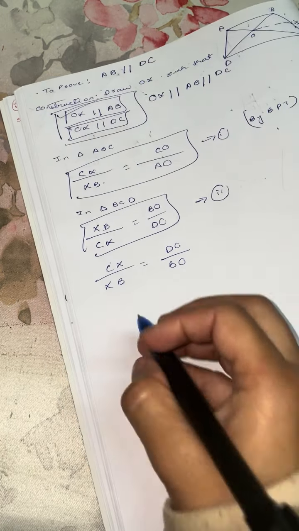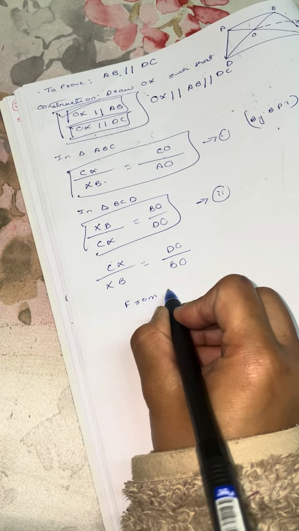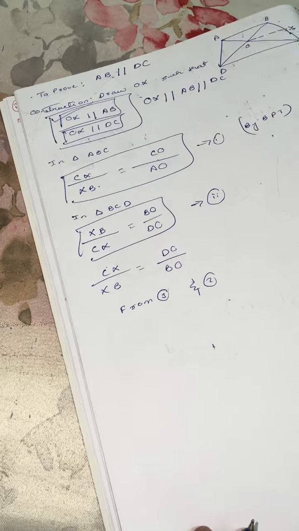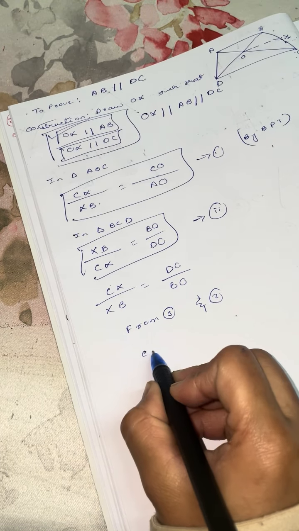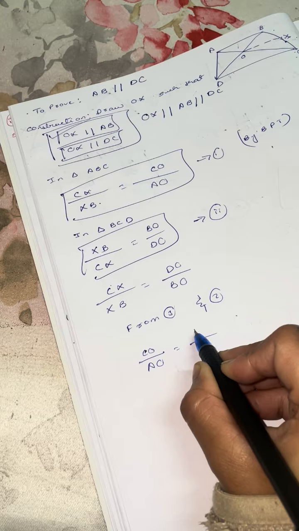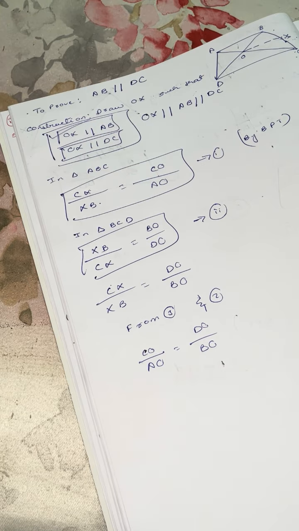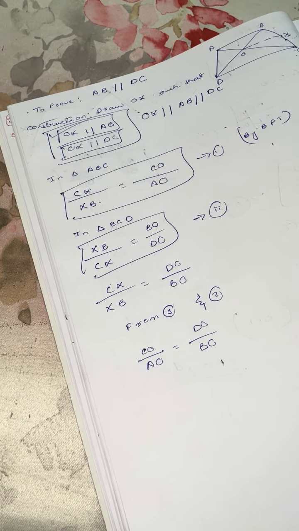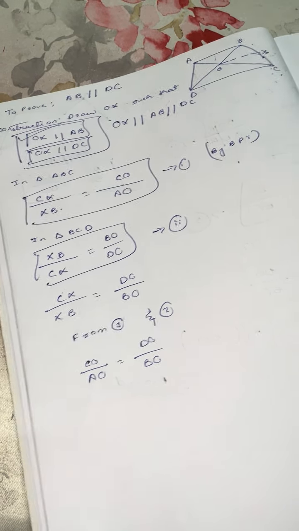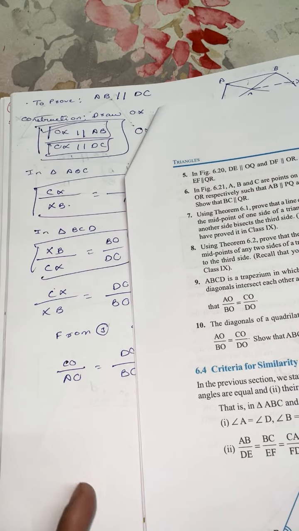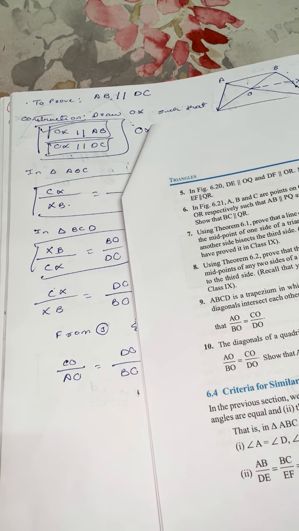From 1 and 2, what did I get from 1 and 2? Can I say that CO by AO is proportional to DO by BO? Yes, I can say this. Did I prove all these things? Let's look at the diagram, where AO and BO happen.